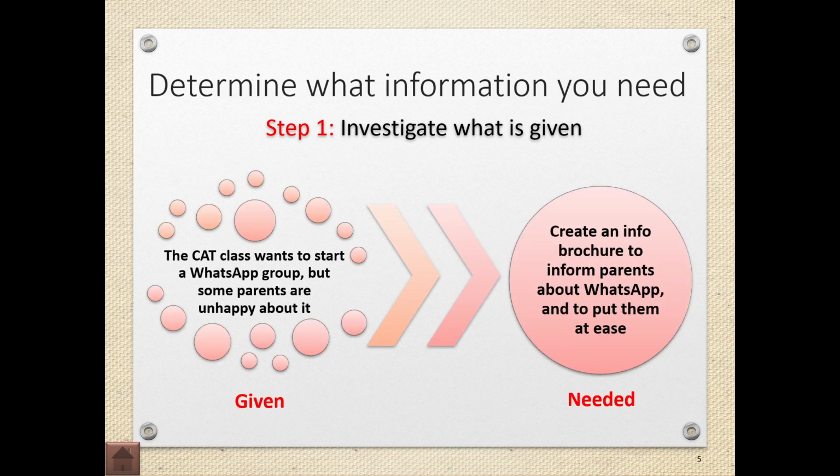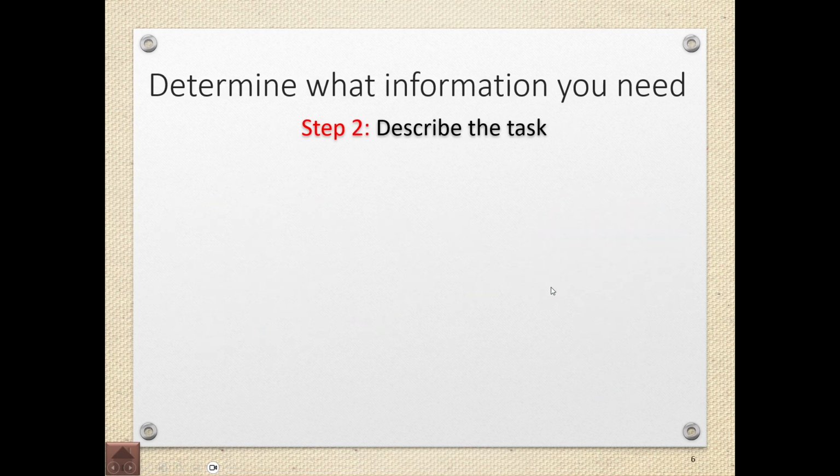Here they give us a scenario. The CAT class wants to start a WhatsApp group, but some parents are unhappy about it. That is what is given to you. What do you need to do? You need to create an info brochure to inform parents about WhatsApp and to put them at ease. Okay, so what's given and what's needed.